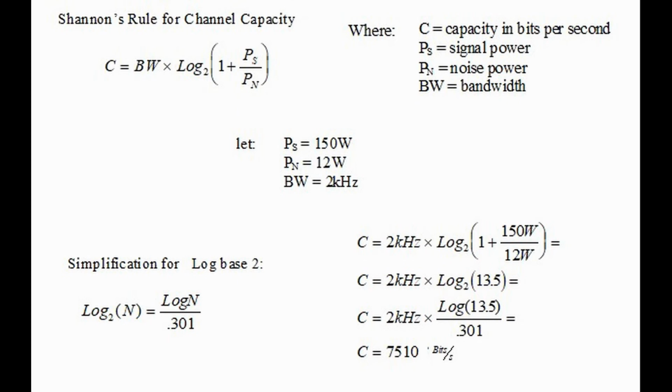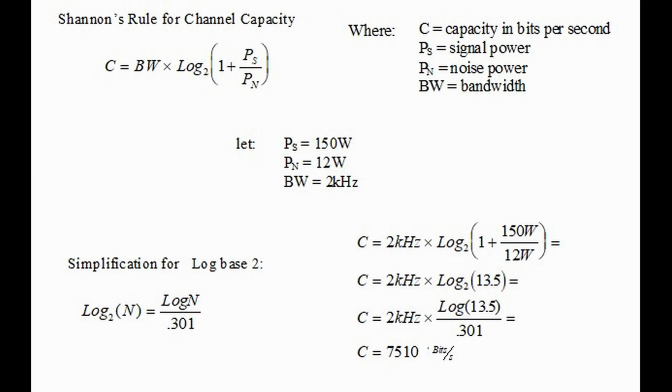Now, dealing with base 2 can be difficult, so there is a simplification. It says that the log base 2 of any number n is equal to the log of n divided by 0.301. Let's finish the simplification by taking the log of 13.5, dividing by 0.301, and multiplying times 2 kilohertz, and we find that the capacity is 7,510 bits per second.